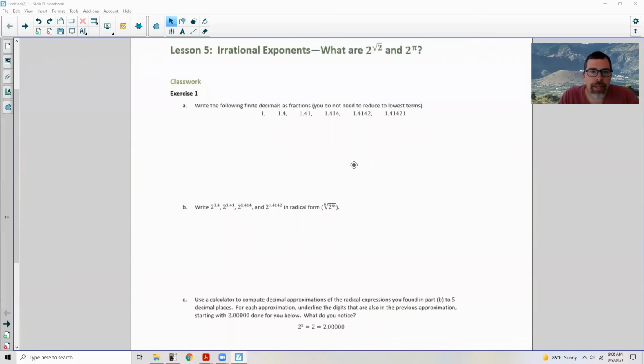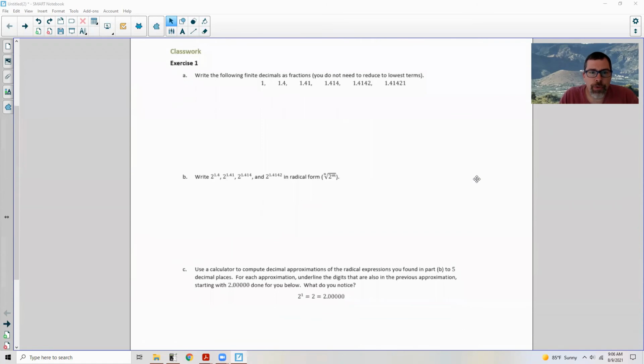Now let's get into the lesson. Exercise 1. Write the following finite decimals as fractions. You do not need to reduce to lowest terms. Okay, so let me get my pen ready here. 1. Well, 1 equals 1 divided by 1, or 2 divided by 2. Anything divided by itself is 1.